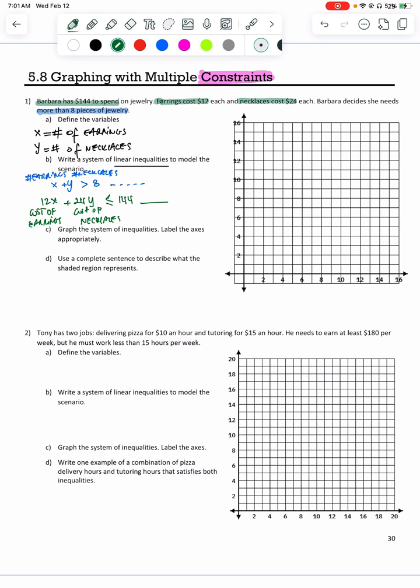Now, part C is graph the system of inequalities, and label the axes appropriately. So I'm going to label the x-axis here, let's say, the number of earrings. And for the y-axis, I'm going to call that the number of necklaces.